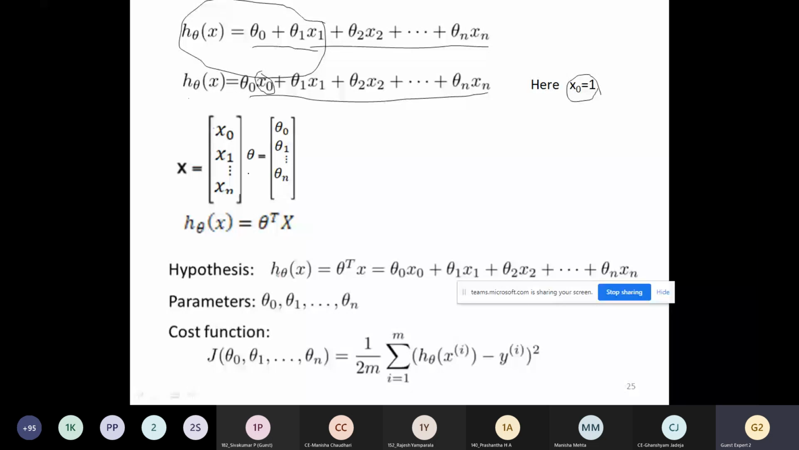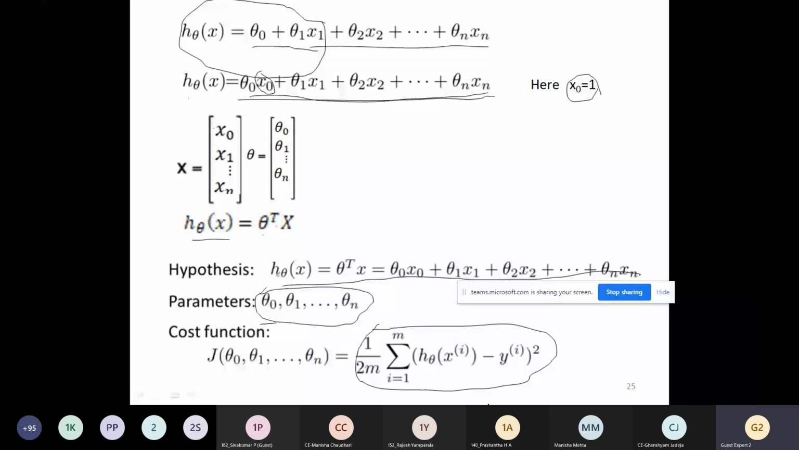So now in terms of vectors, my hypothesis function is theta transpose x. This is matrix multiplication, theta transpose times x. If I do theta transpose and multiply it with x, I will get the same function: theta 0 x0 plus theta 1 x1 and so on. So the hypothesis of our model is this. Our parameters, what we have to estimate, is the value of all thetas: theta 0, theta 1, theta 2, theta 3 up to theta n. And our cost function is the same cost function as we have used earlier.